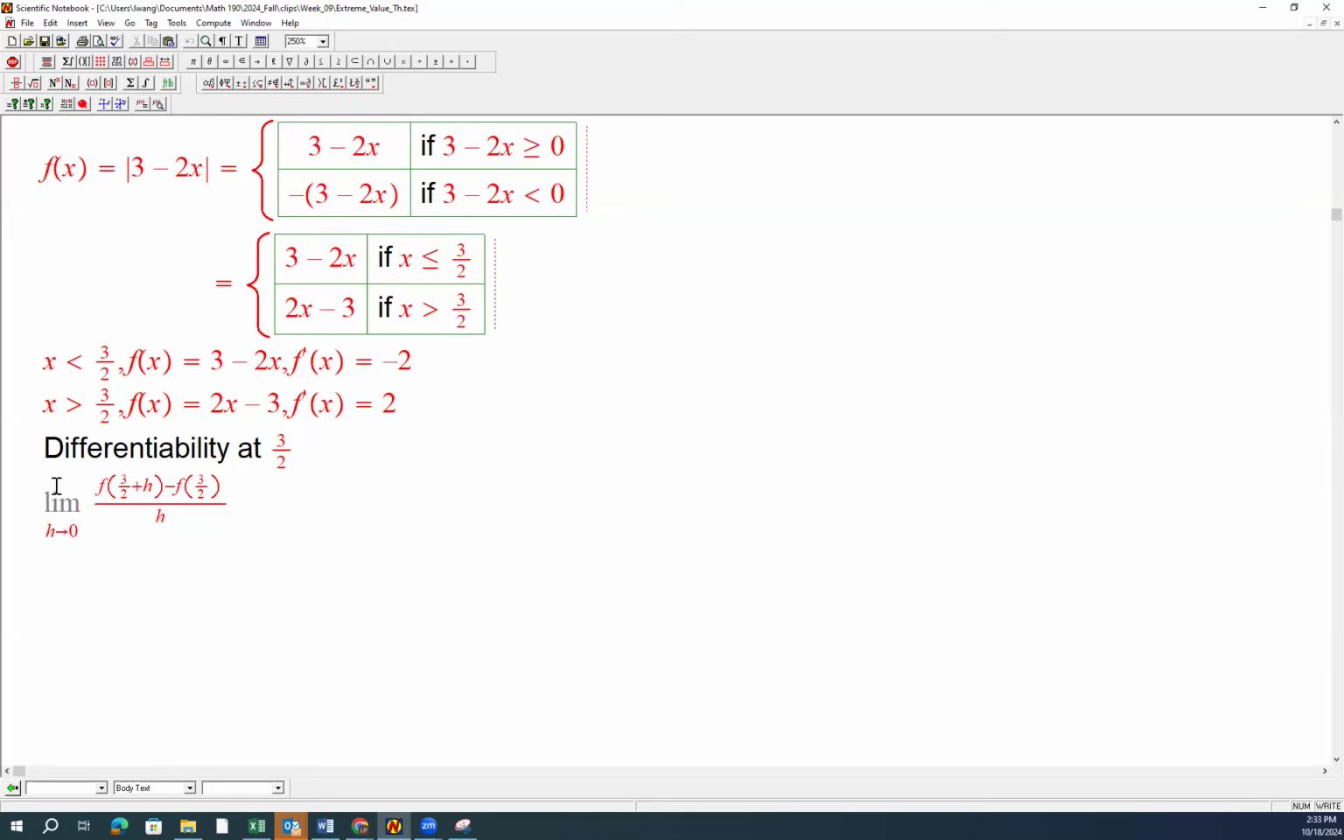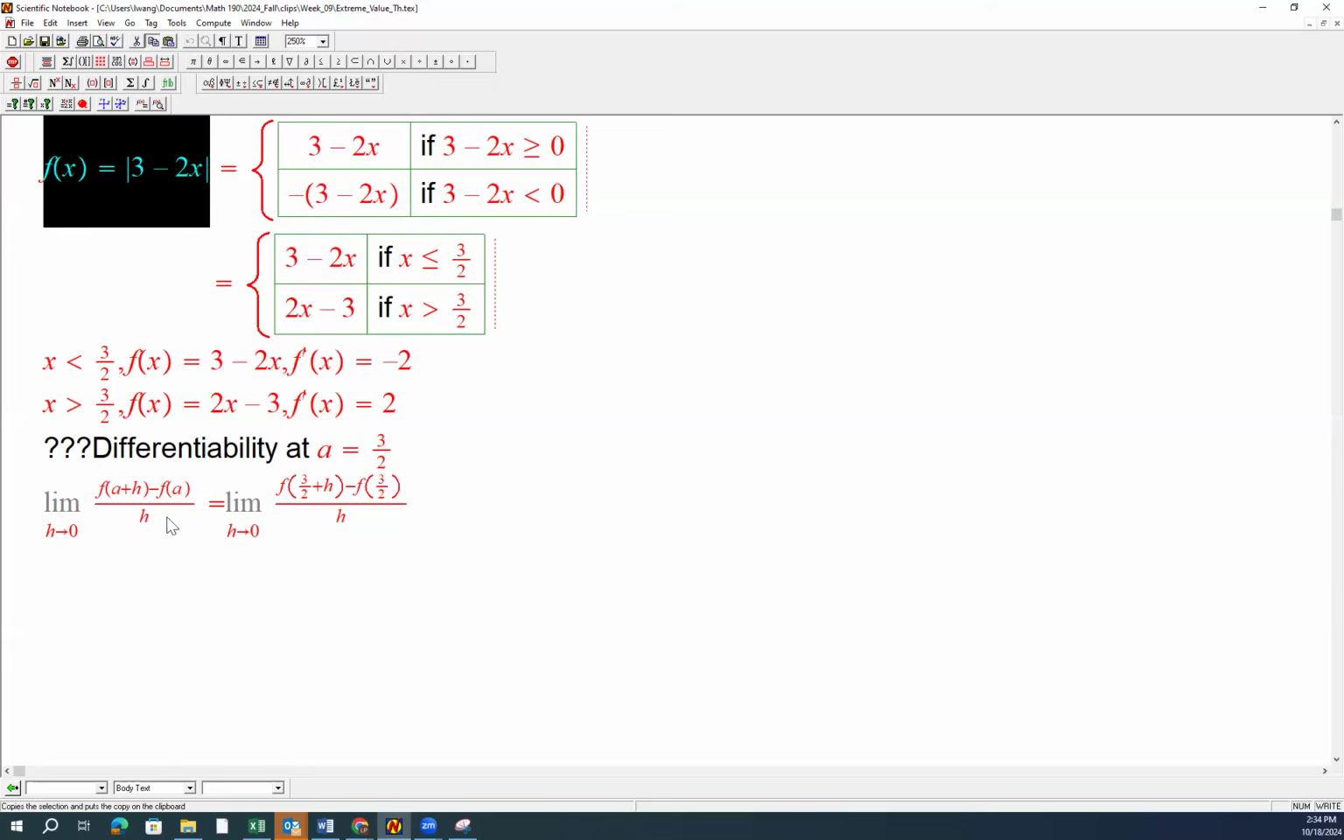What is this definition? We definitely have seen this definition, haven't we? Let's not forget about it. It's f of a plus h minus f of a over h, right? So it's just that our a is 3/2. So we're checking differentiability at this point.